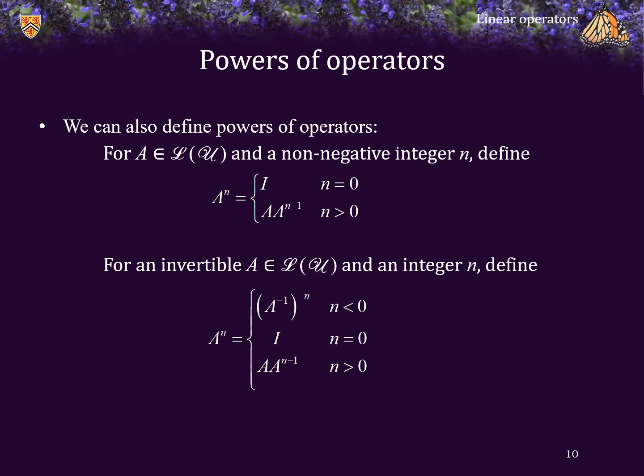As a bonus, for an invertible A in the vector space of all linear operators on U, for an arbitrary value of n, we will define A to the n as the multiplicative inverse of A raised to the power negative n if n is less than 0, the identity matrix or operator if n is equal to 0, and the above definition if n is greater than 0.